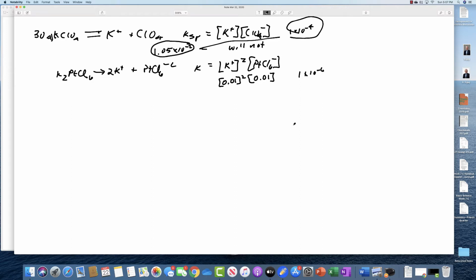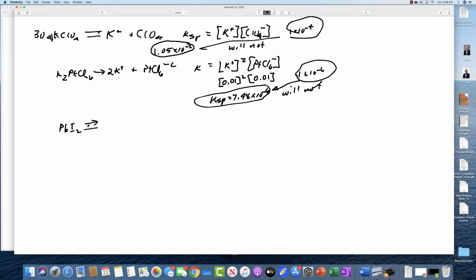We look in the table again, and we see that the KSP from the table is 7.848 times 10 to the minus 6. Now again, even though it's just a little, this number is a little less than this number. Therefore, it will not precipitate. I'm going to do the third one, which is potassium iodide.